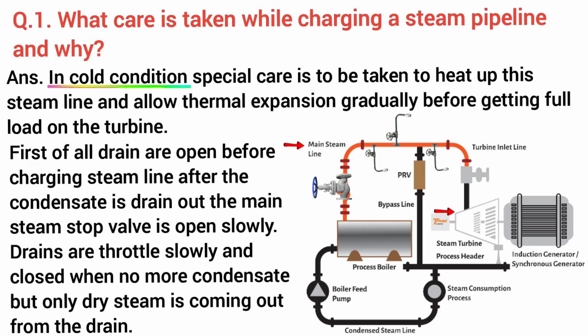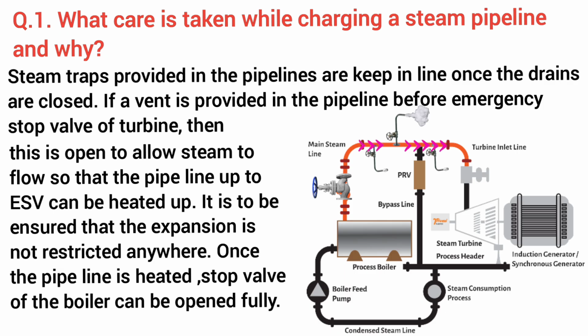First of all, drains are opened before charging the steam line. After the condensate is drained out, the main steam stop valve is opened slowly. Drains are throttled slowly and closed when no more condensate but only dry steam is coming out from the drain. Steam traps provided in the pipelines are kept in line once the drains are closed.